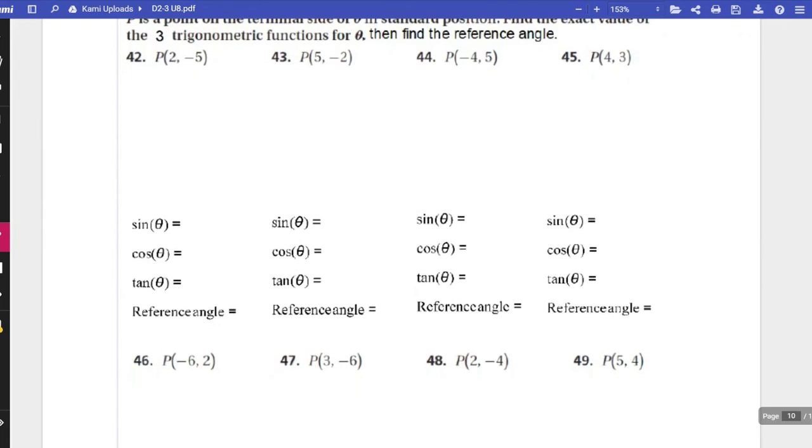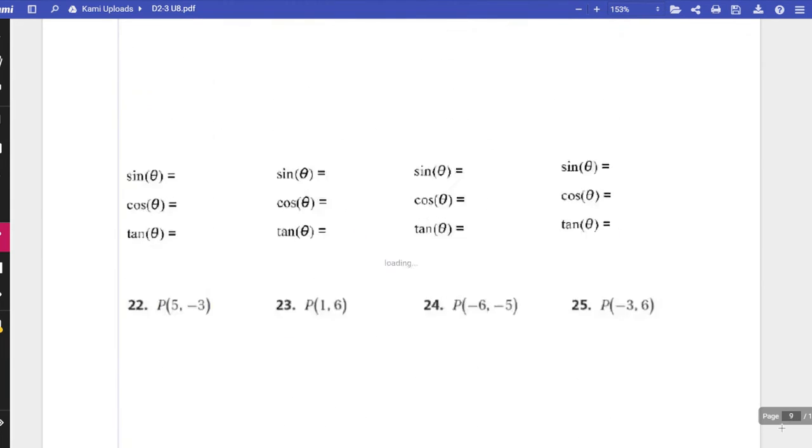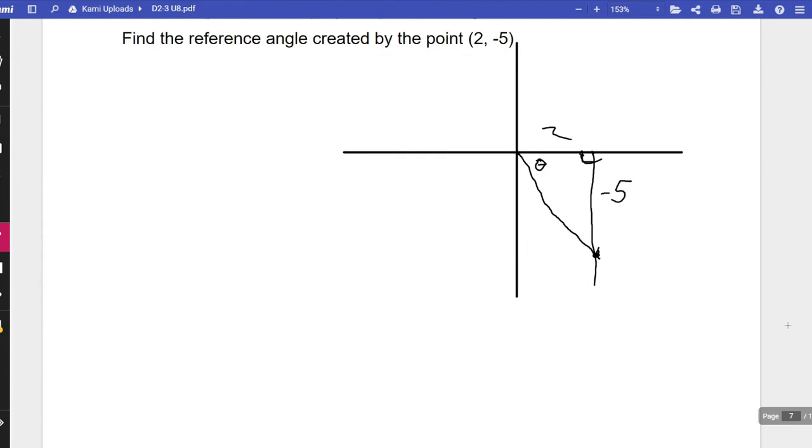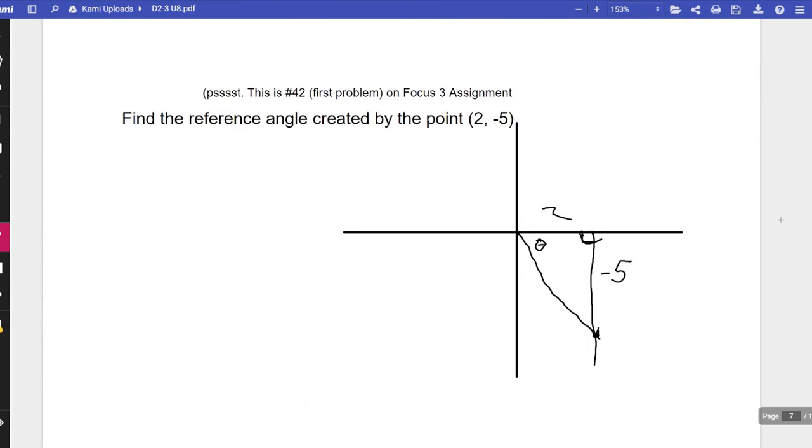Problem 42 is asking for sine, cosine, and tangent, not just the angle. However, if I just wanted theta, I would use tangent because we already have all the information we need. But since we're supposed to write sine and cosine, it's a real quick Pythagorean theorem. 2 squared plus -5 squared is r squared. You can do this.